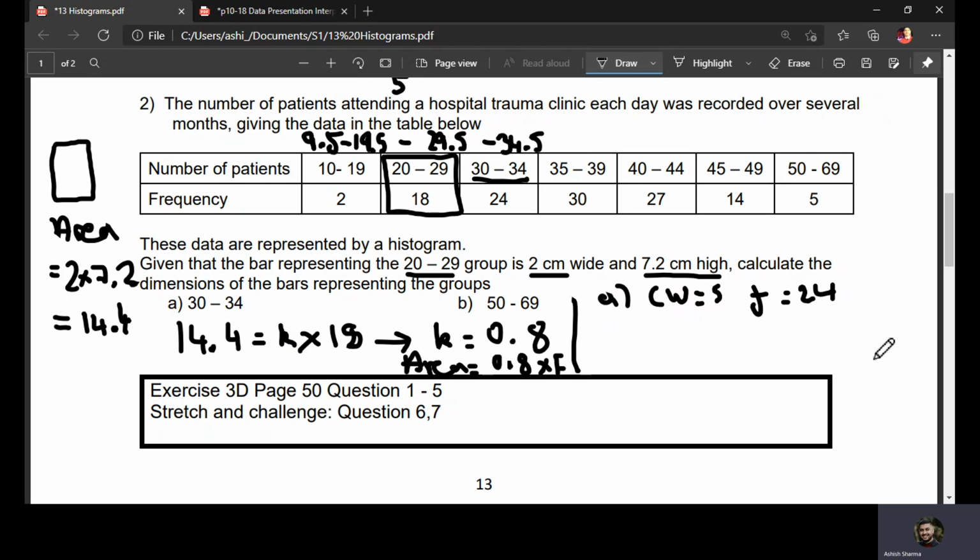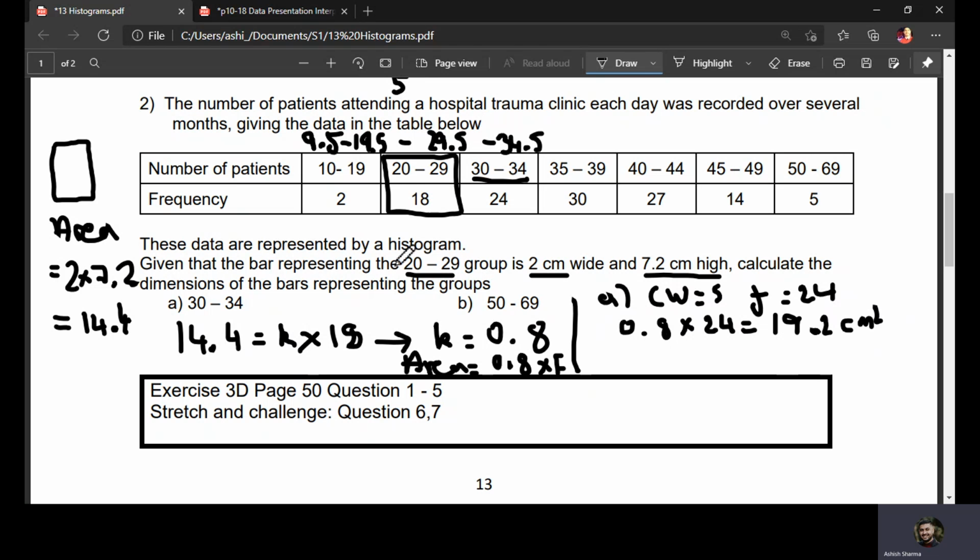Now, remember, what would the area be? If I use this little formula here, the area will be 0.8 times the frequency. What do you get? 19.2. So what we've got to do now is construct a bar which has an area of 19.2 centimeters squared. And we've got to think about the information given to us previously.